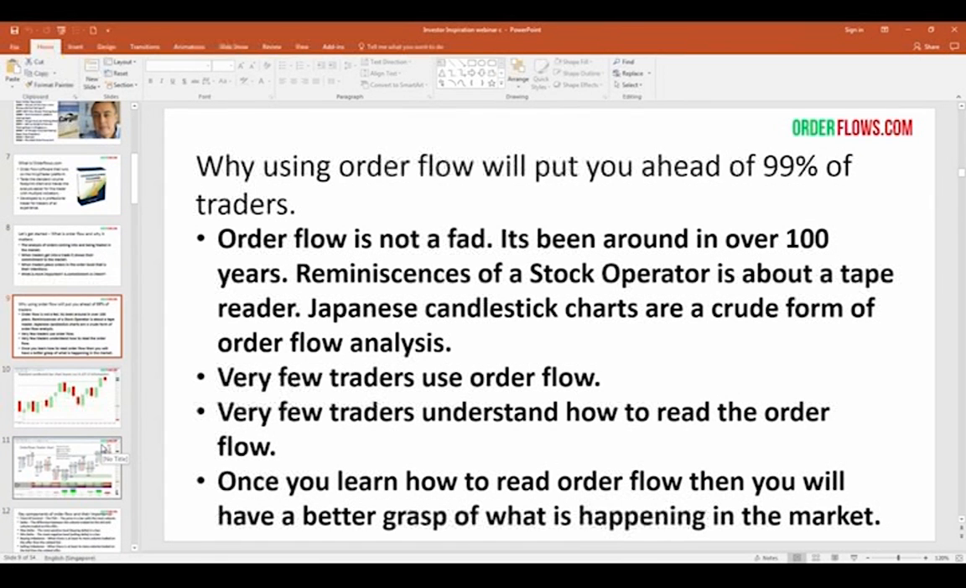So why will using order flow put you ahead of 99% of the rest of the traders out there? Well, there's a misconception that order flow trading is a fad. It's not a fad. It's been around for well over 100 years.